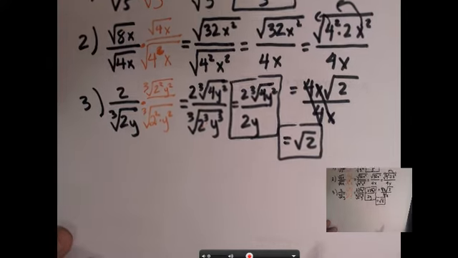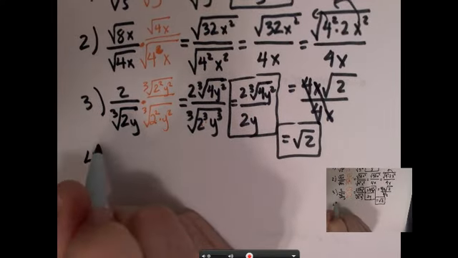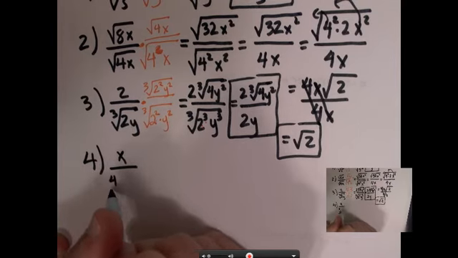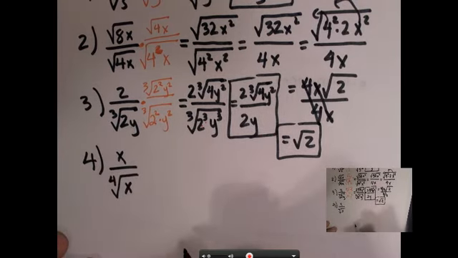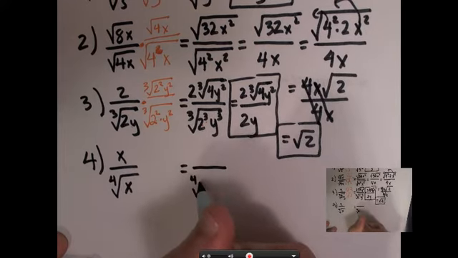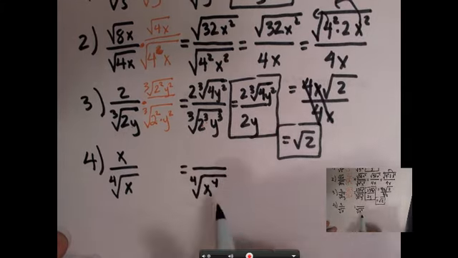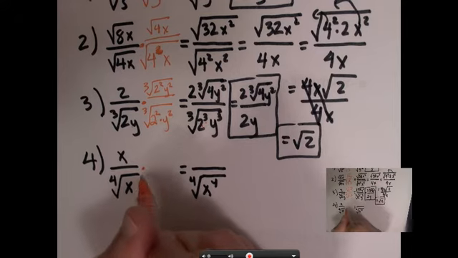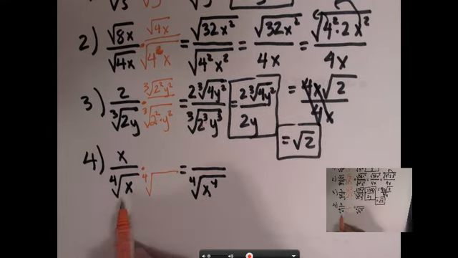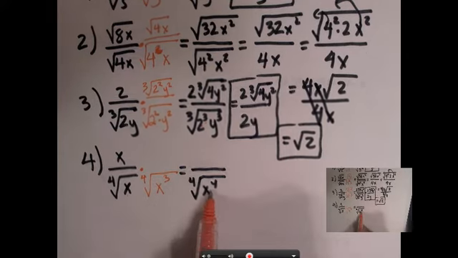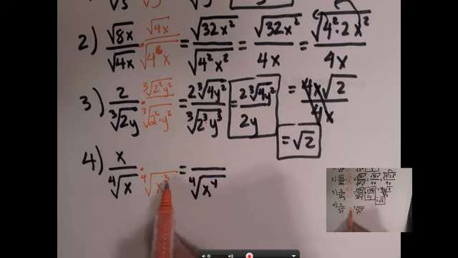Okay, last 2 examples. Number 4. Let's try a 4th root. Let's do x over the 4th root of x. Again, picture what you want. I want this to become the 4th root of x to the 4th. Well, what do I need to make that into a fourth root of x to the fourth? I need 3 more x's. I have 1 here. I need 3 more. x times x cubed. Now we have x to the fourth.